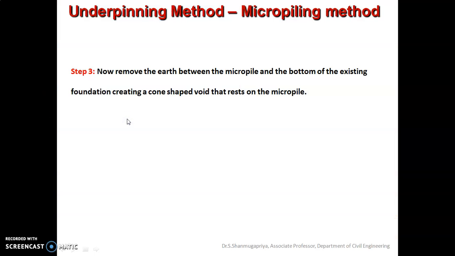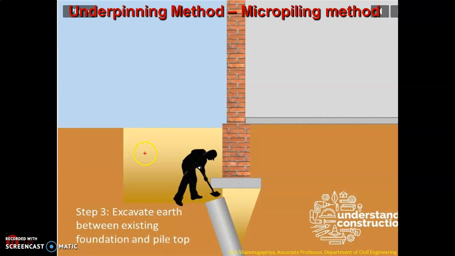So here in the third step, what we have to do is remove the earth between this micropile and the bottom of this existing foundation. You can see that when you remove the earth, it creates this sort of cone shaped void which rests on the micropile. So in the third step, we have to excavate the earth between this existing foundation and the pile top, so that you get a cone shaped void which rests on the micropiles. So this is your third step.